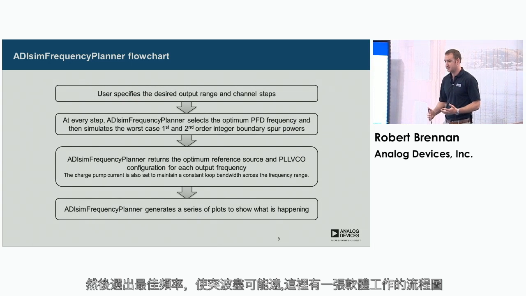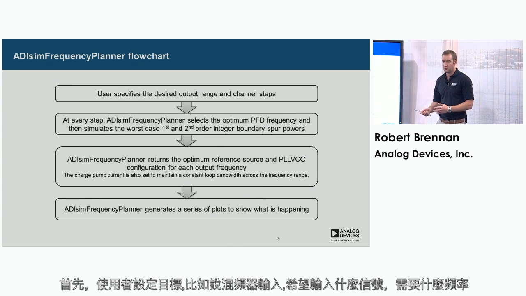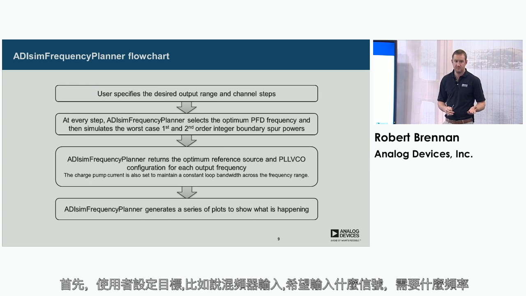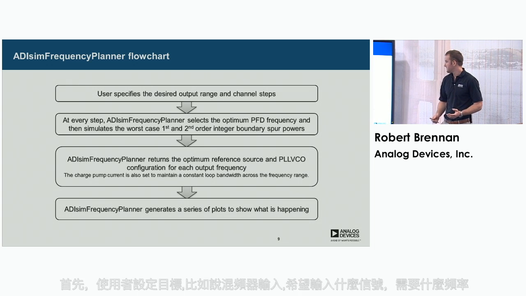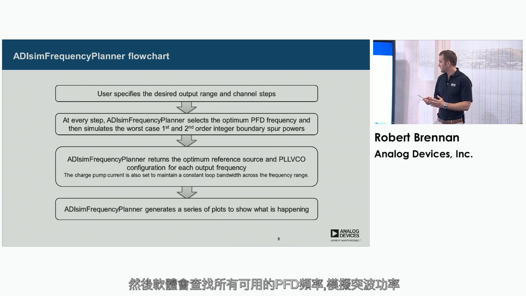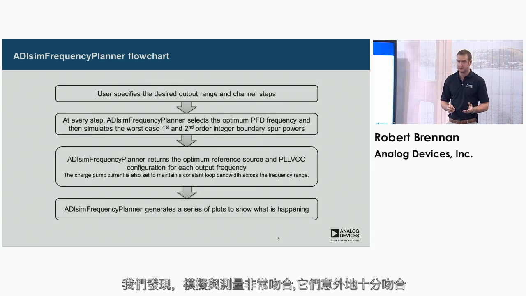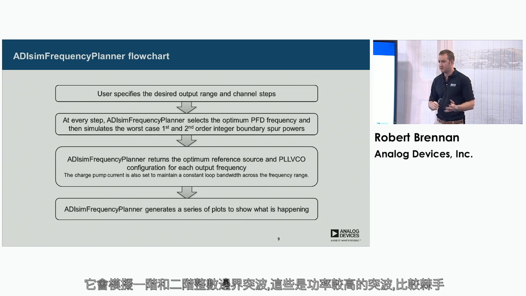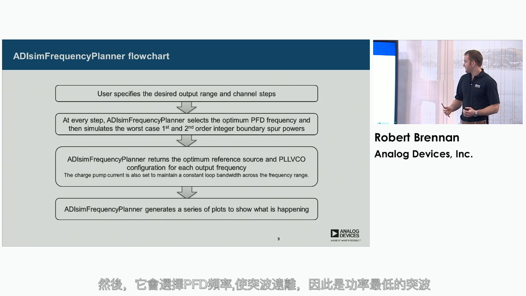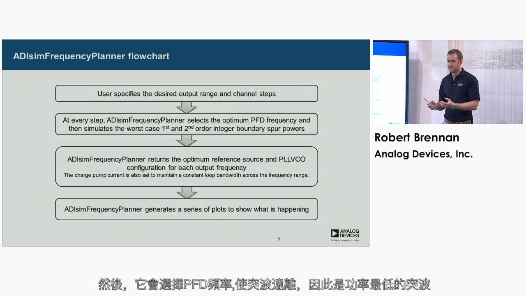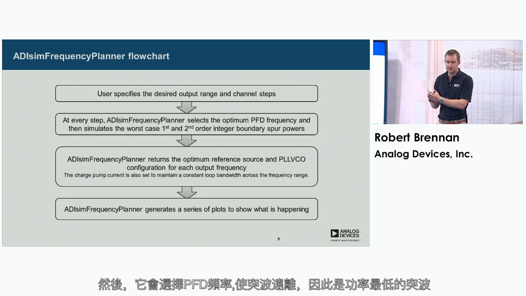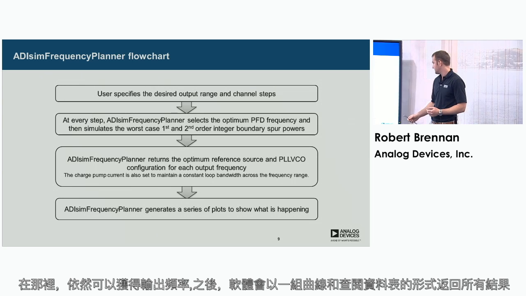So here's a flow chart of what the software does. First, the user specifies what they want. So this would be, say, the input to a mixer, what they want at that input, what frequencies they need. Then the software will look at all the available PFD frequencies and simulate the spur power. We've found that the simulation matches measurement very closely, surprisingly closely. It'll simulate first and second order integer boundary spurs. These tend to be the higher power spurs, the more problematic ones. And then it will choose the PFD frequency that gives you the furthest spur away, so the lowest power spur, while you can still get your output frequency.